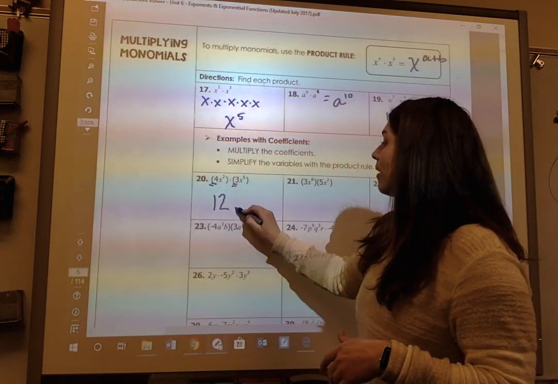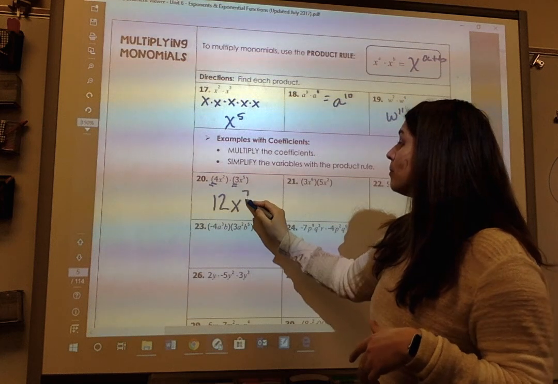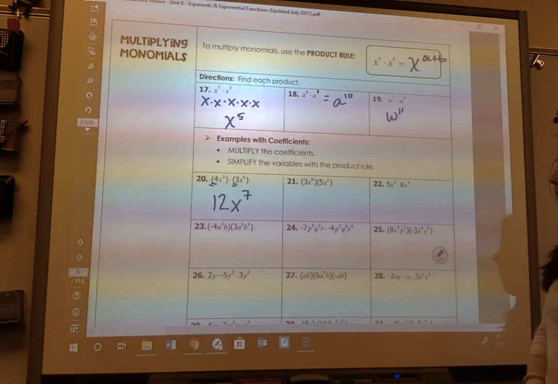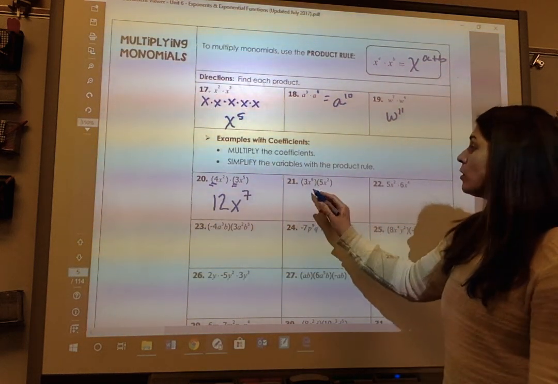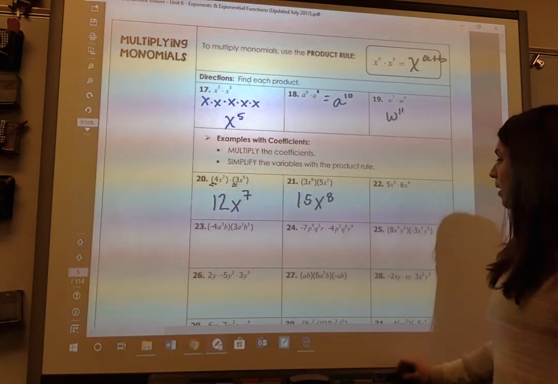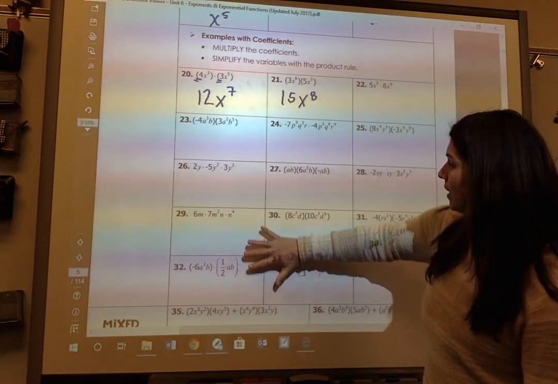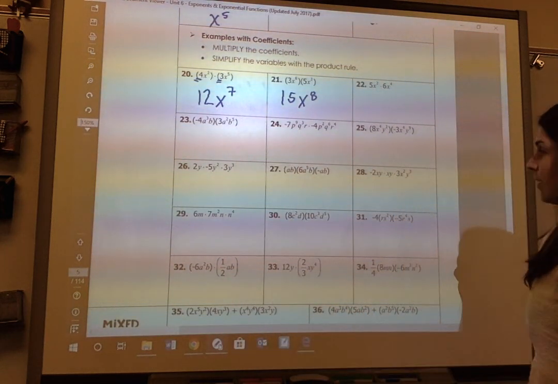And now, look at my variables x. X to the what power? Since I'm multiplying, I add my exponents, and I get x to the 7th. Number 21, I multiply. My coefficients would be 15, x to the 8th. All right, I'm going to do these 8, and then down here for mixed review.